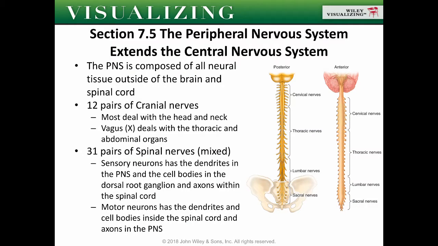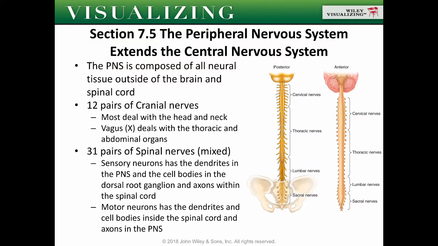So the peripheral nervous system is the extension of your central nervous system. The main function is to connect the brain to the rest of your body. The PNS is composed of all neural tissue outside the brain and the spinal cord. You have 12 pairs of cranial nerves that deal with the regions in the areas of the head and the neck. Even your facial expressions are controlled by the cranial nerves. And then the vagus nerve deals with the thoracic and abdominal organs. That's the 10th one, the vagus nerve, for the thoracic and abdominal part.